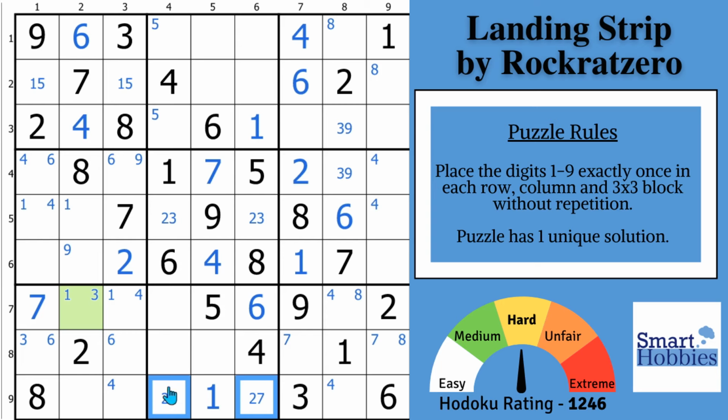And what does that do for us? Well, it creates another mini X-Wing because you have the 2s in these 2 cells in block 8. You have 2s in these 2 cells in block 5. And so where can a 2 be up here in block 2? It has to be in the middle column. Since you have a 6 there and the 2 already covers this digit, you have a nice hidden single 2 right there in block 2.